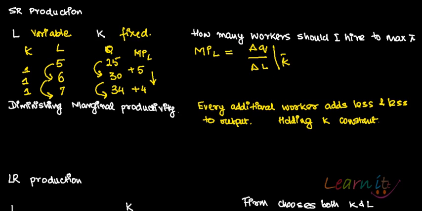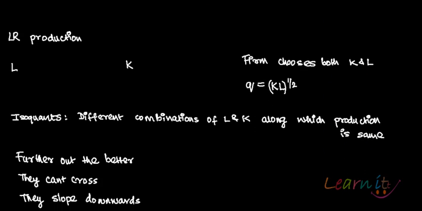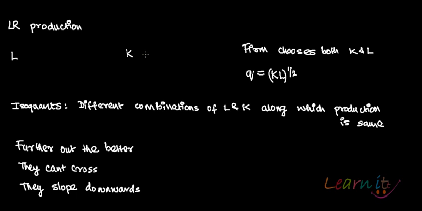Another important point is what happens in the long run. Labor is of course variable, you can change this, but even capital becomes variable. You can even change capital. So you can definitely choose both capital and labor. In the short run, it was only labor which you could choose, but in the long run, you can choose both capital and labor.